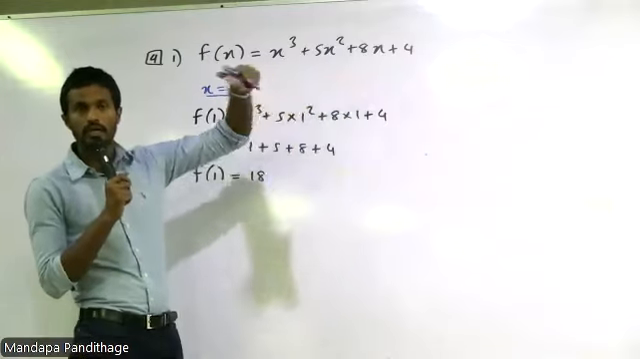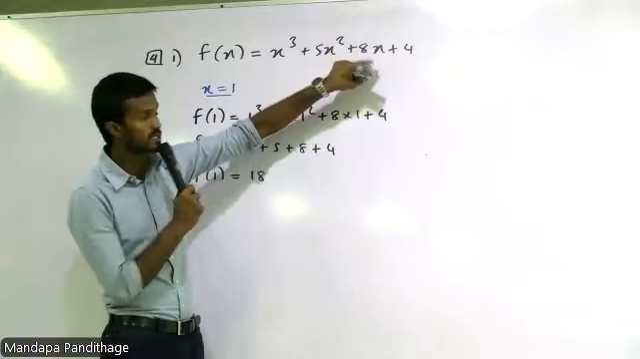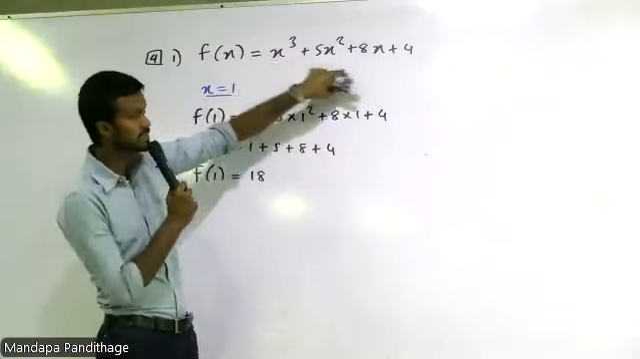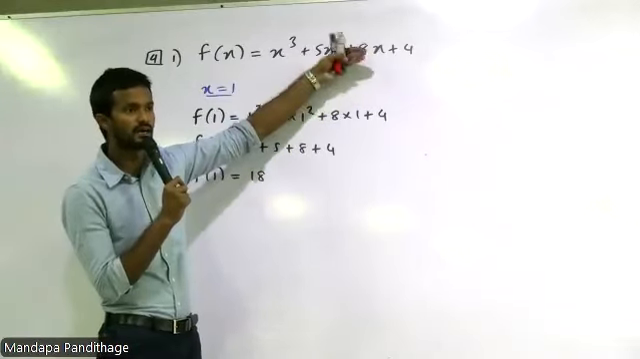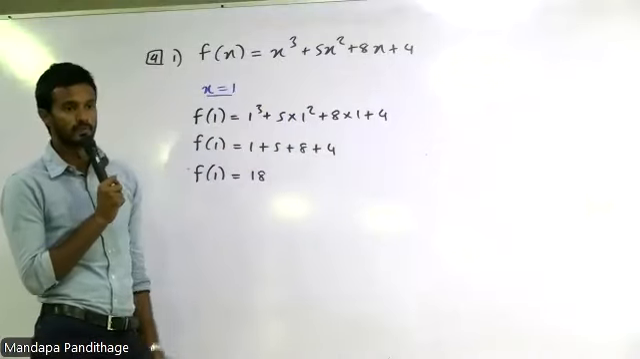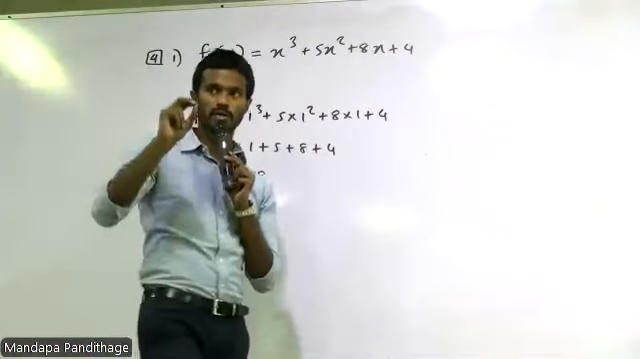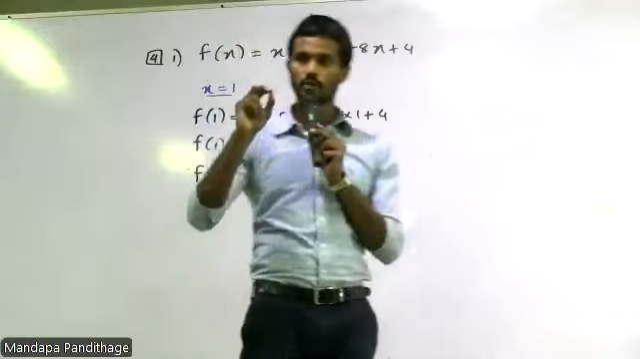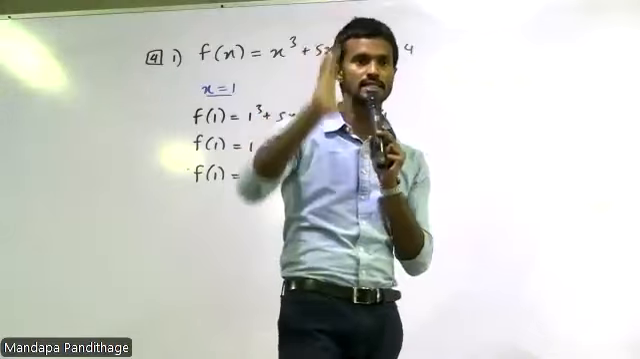If I keep substituting positive numbers, will this be 0 for any number? No, all are positive. So I don't get 0. So now you realize if I keep substituting positive numbers, I won't get 0.